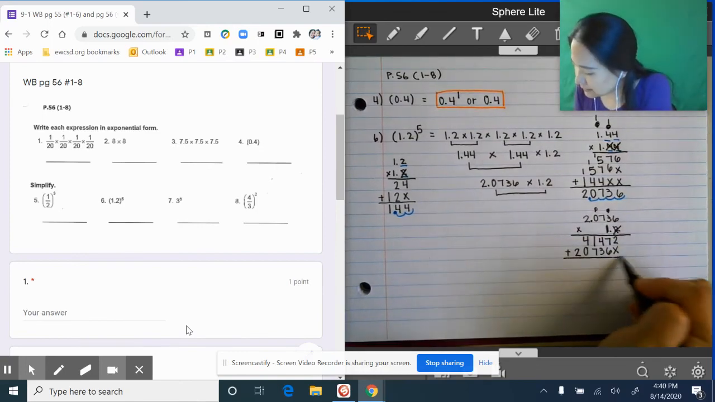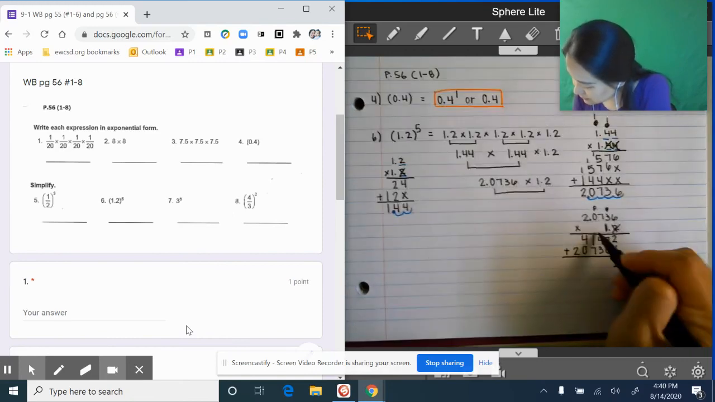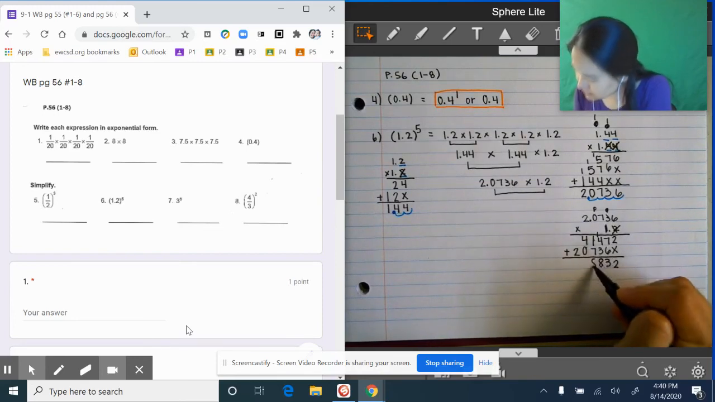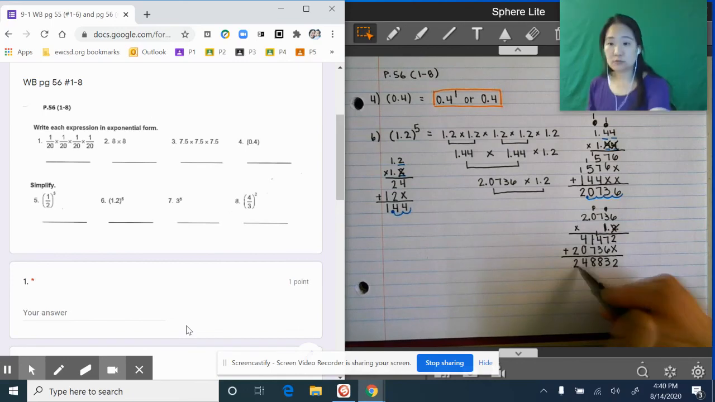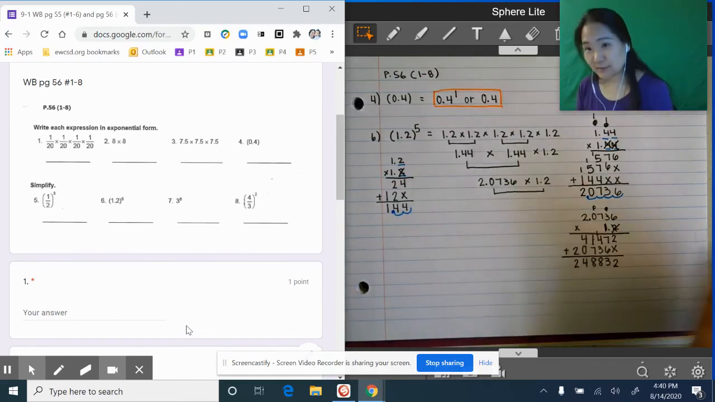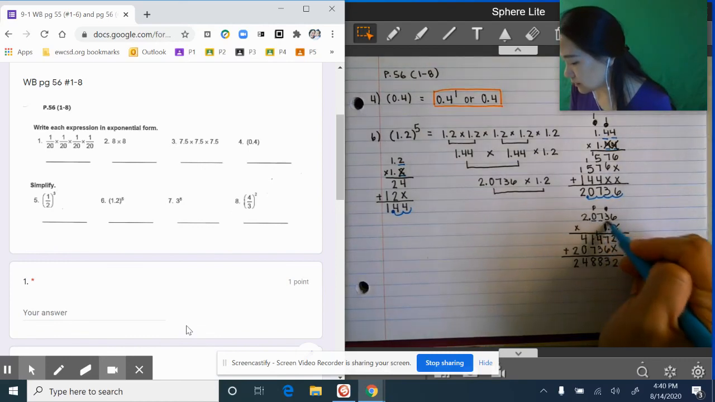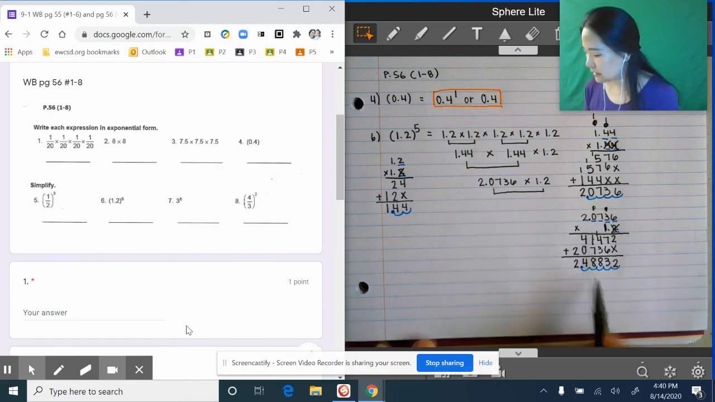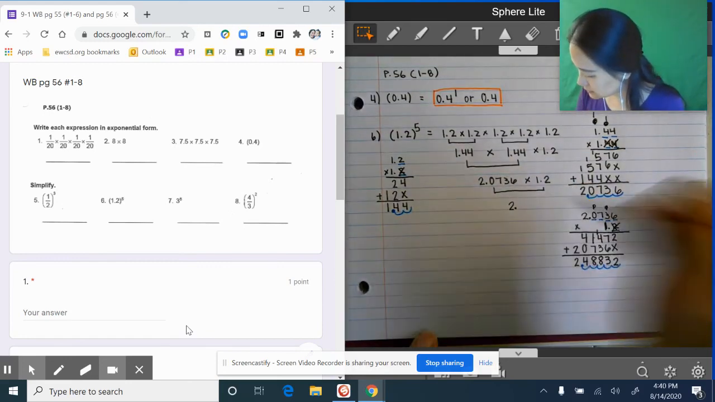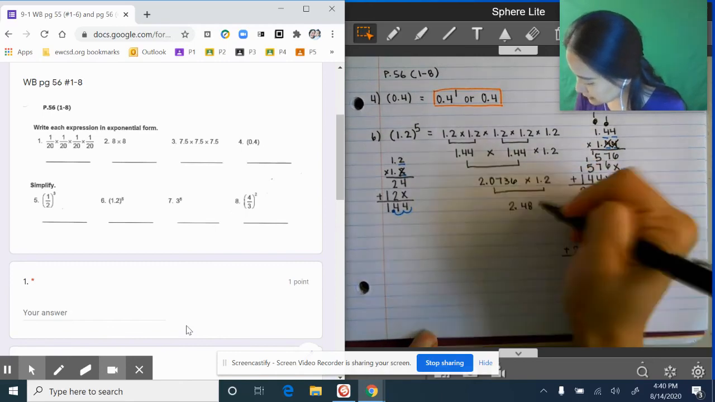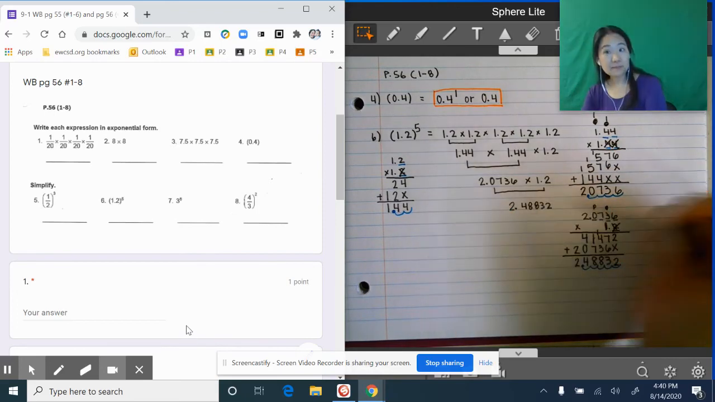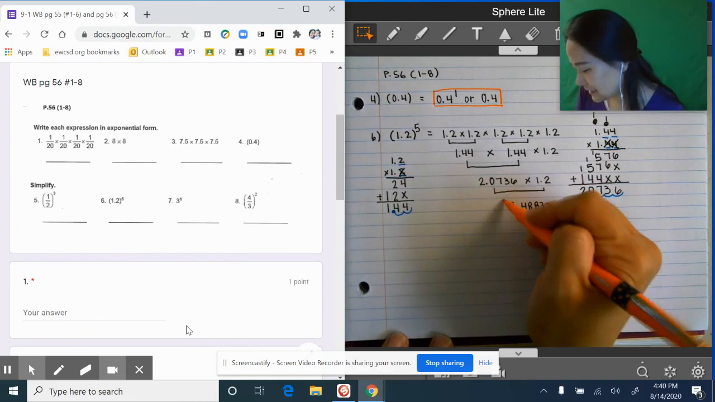Add them up. I'm almost done. 2. This is 13. 5 plus 3 is 8. 1 plus 7 is 8. 4 and 2. And almost done. Count the number of decimal places: 1, 2, 3, 4, 5. Move that many places to the left. So your final answer is 2 and 48,832 hundred thousandths. Yep, 100,000. And nicely box that answer.